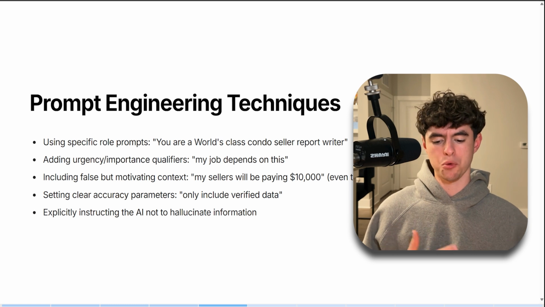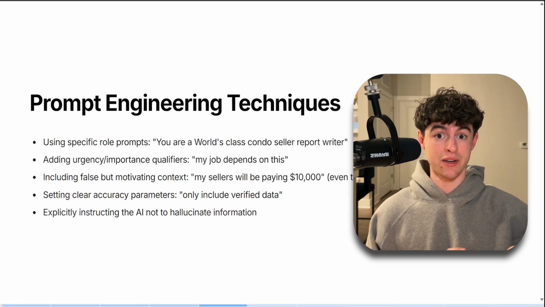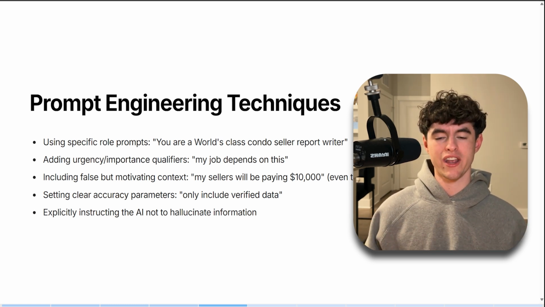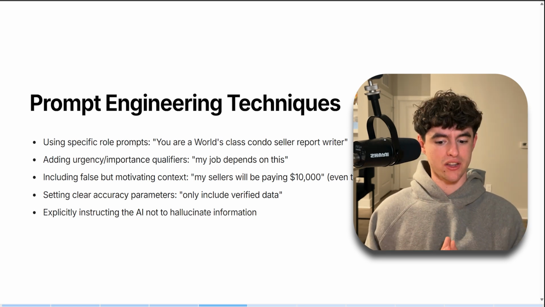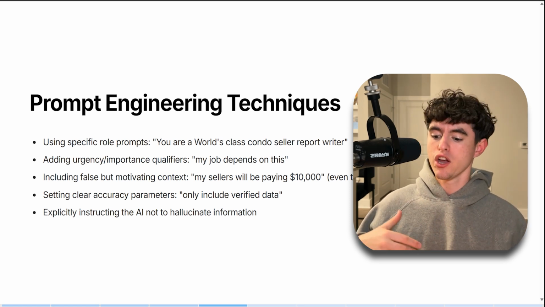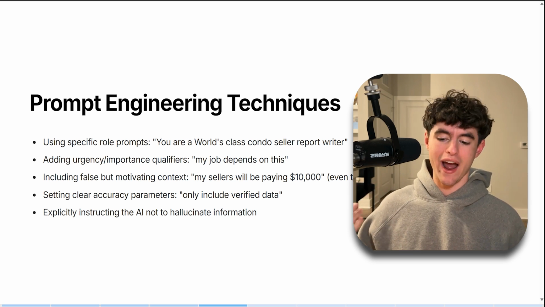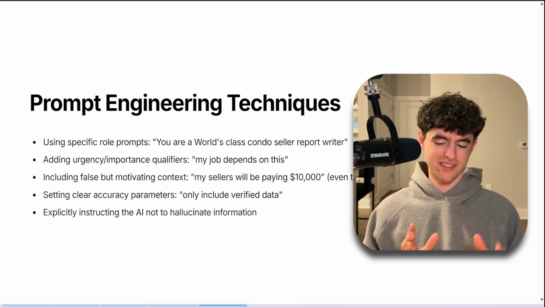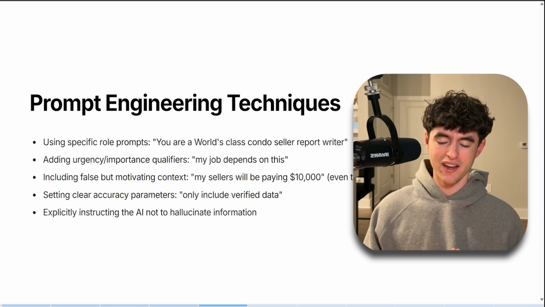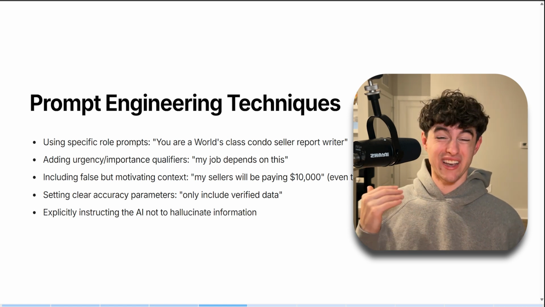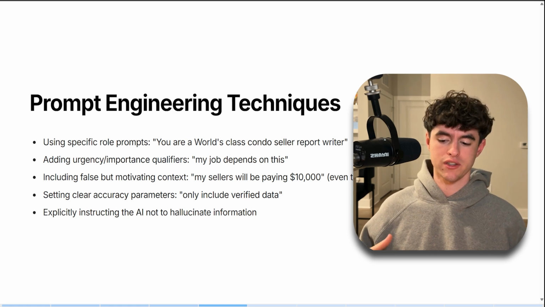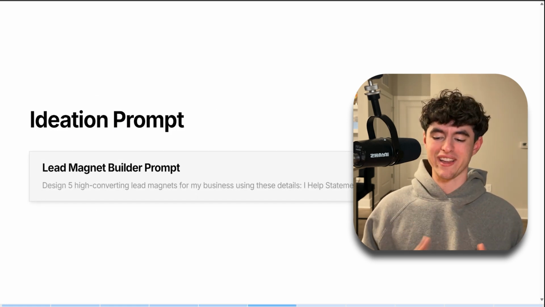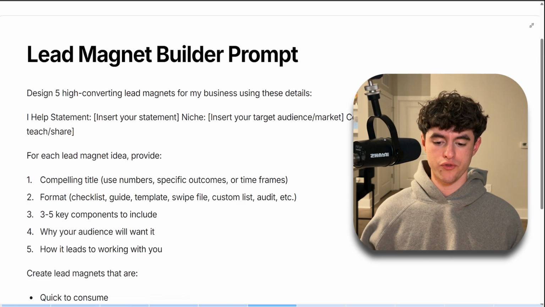You can include false but motivating context, like my sellers will be paying $10,000 for this lead magnet that I'm making, even though you're only providing it for free. It needs to understand the magnitude of what this lead magnet is going to be for the customers, right? And you're going to want to set clear accuracy parameters. So you want to say within the prompt, only include verified data. And the last thing that's really important is to explicitly instruct the AI not to hallucinate information or bring in irrelevant topics.